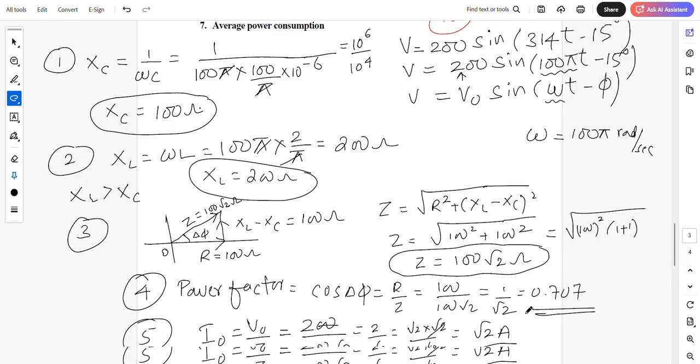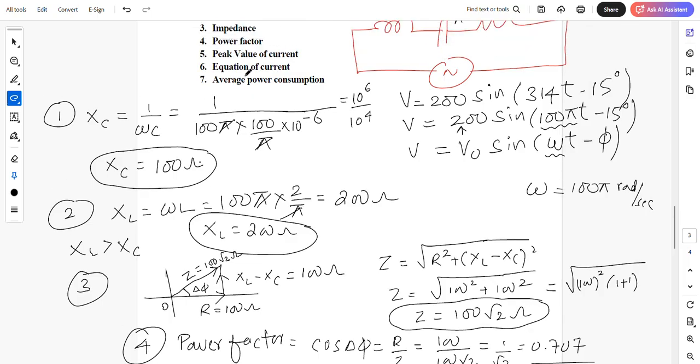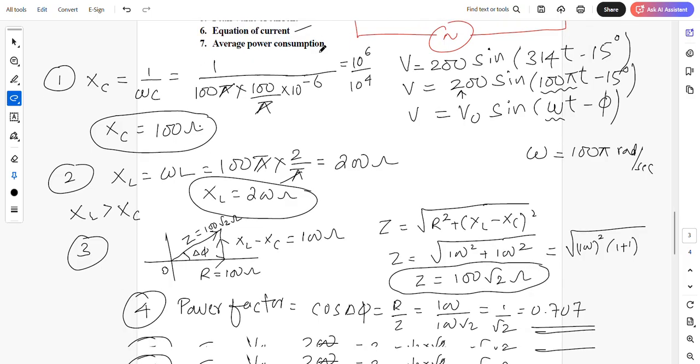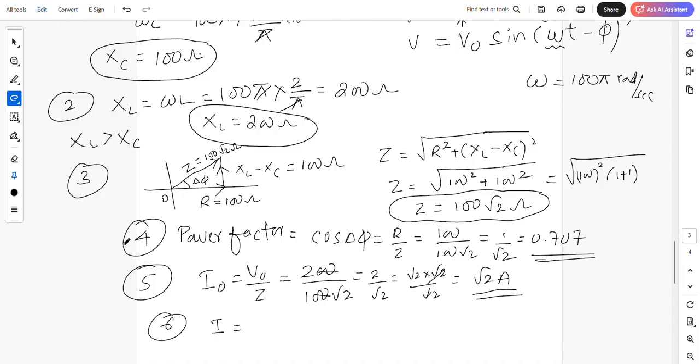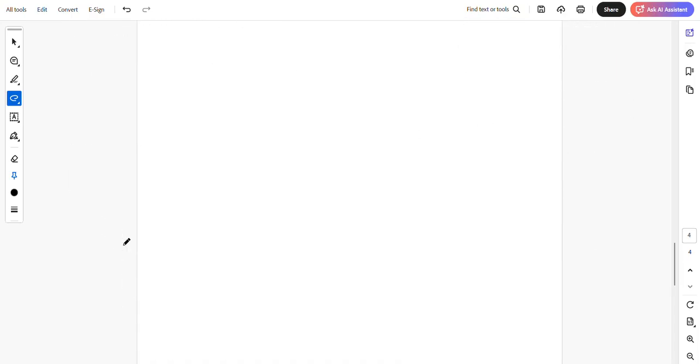What else you have to calculate? Equation of current. Okay, equation of current we have to calculate. How to calculate equation of current? Equation of current is number 6. Now here, which is leading? I will show you here. I is equal to what? In the case when this is I, this is VR, right? This is VR.